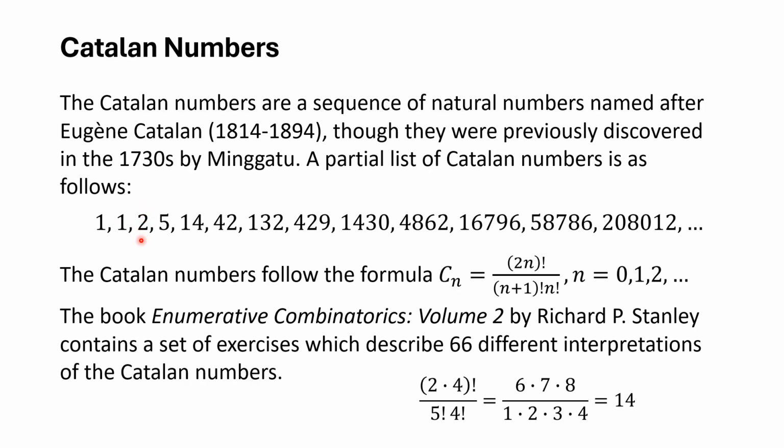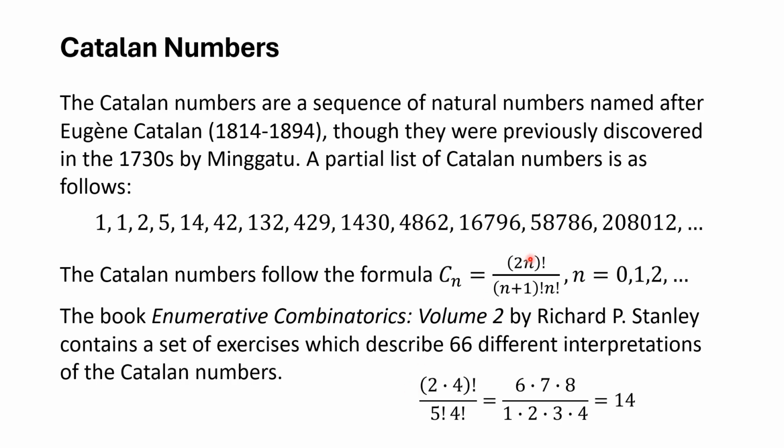Remember, this is our solution for the square, and 5 was our solution for the pentagons, and 14 was our solution for the hexagons, 6-sided, and then 7, 8-sided, and so on. You can see the numbers get big pretty quickly. There's also a formula. It's given here: 2n factorial divided by n plus 1 factorial times n factorial, for n equals 0, 1, 2, out to infinity.